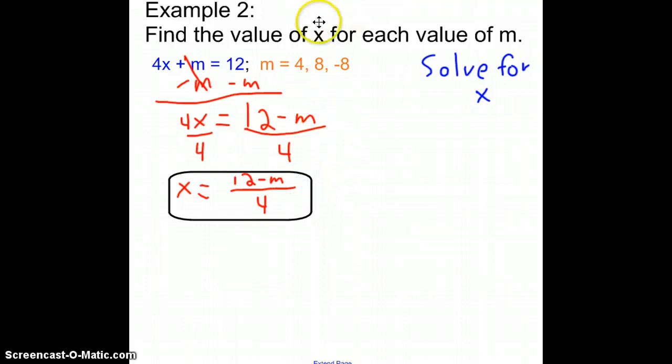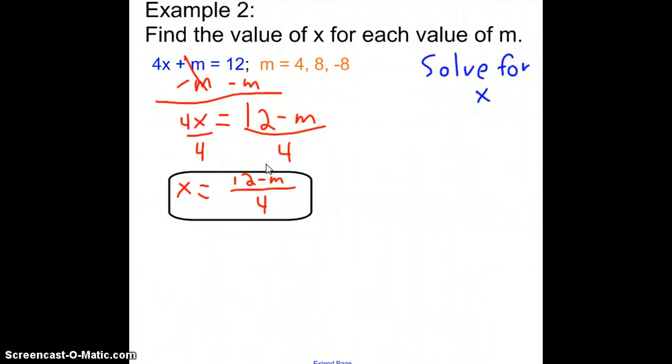So if the question was, hey, solve for x, there's your answer right there. x equals 12 minus m over 4. And that's where we leave it. I know it's a little bit strange, a little bit different than what we've been doing. Like I said, there's really no actual computation to do in this problem. We didn't add, subtract, or multiply any real numbers. We just moved the terms around according to our algebraic principles.